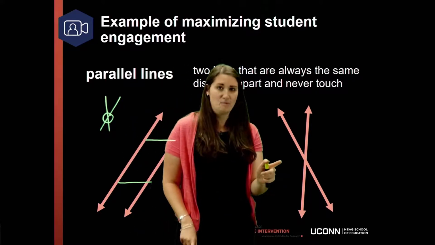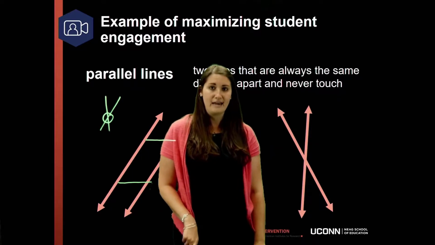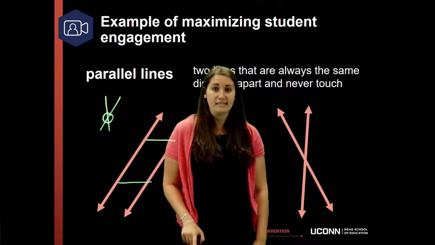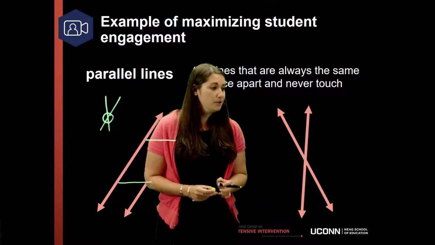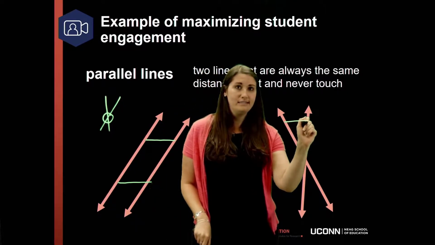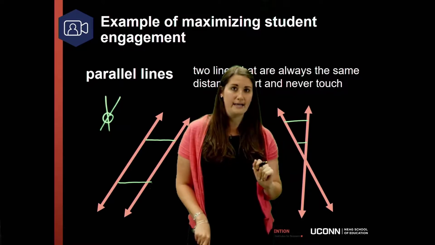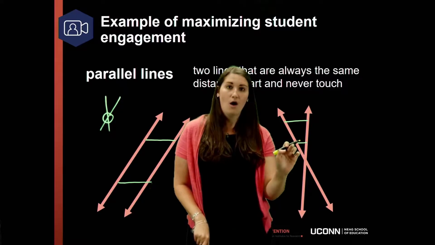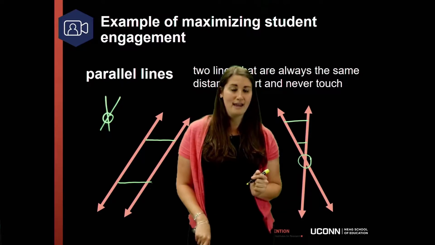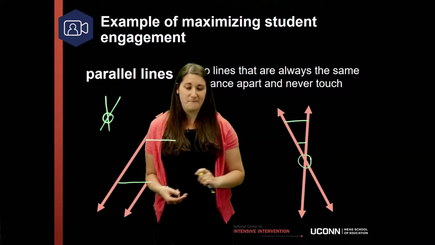These lines are not parallel lines because they are not two lines that are always the same distance and never touch. In fact, they are two lines that are not always the same distance and they do touch. So let's look here and see how we can explain that. The distance between the two lines here is different than the distance between the two lines at this point. So they are not always the same distance apart. And the two lines touch right there. So they do touch. They don't never touch. So that doesn't meet our definition of parallel lines.